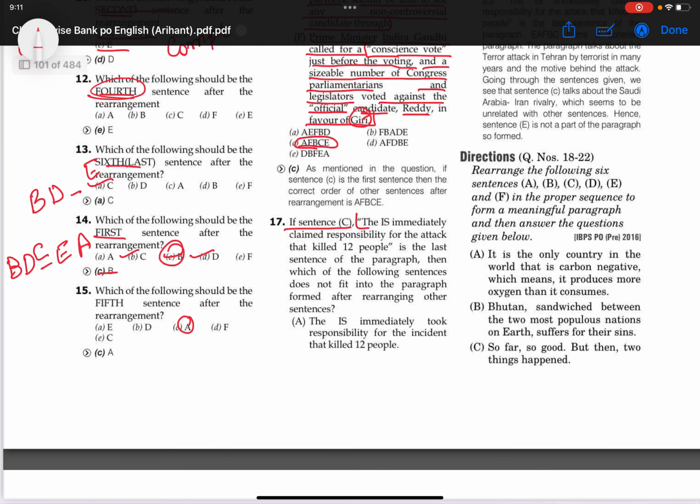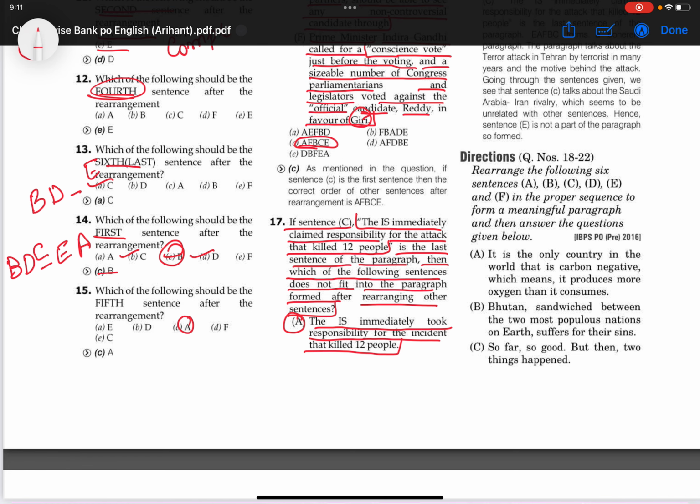If sentence C, the IS immediately claimed responsibility for the attack that killed 12 people, is the last sentence of the paragraph, then which of the following sentences does not fit into the paragraph after rearranging? A. The IS immediately took responsibility for the incident that killed 12 people.